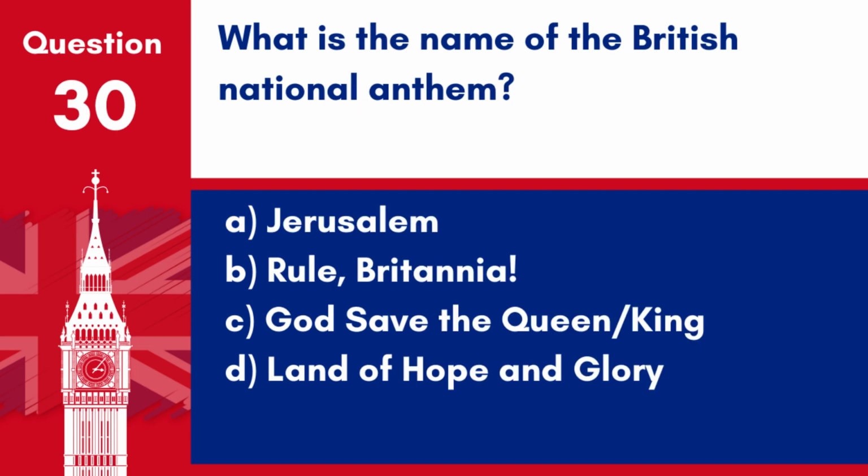Question 30. What is the name of the British national anthem? A. Jerusalem. B. Rule Britannia. C. God Save the Queen/King. D. Land of Hope and Glory. Answer. C. God Save the Queen/King. God Save the Queen, or King, depending on the monarch's gender, is the national anthem of the United Kingdom.